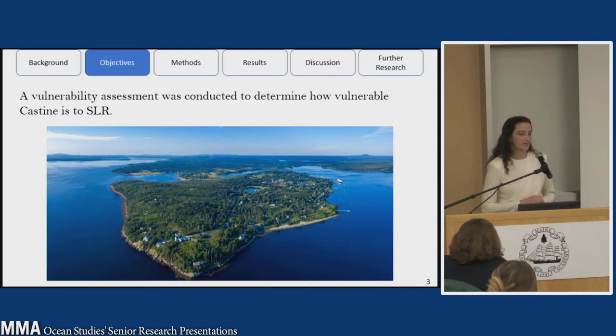My main objective for my study was to determine what area or areas were the most vulnerable to the impacts of sea level rise. This would be important for the town to know, so that they can determine what type of adaptation methods they should implement and where they should implement them.